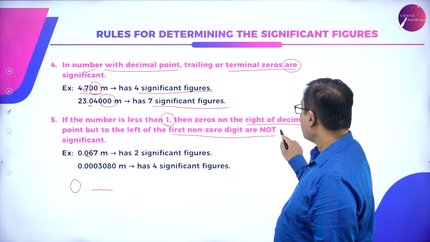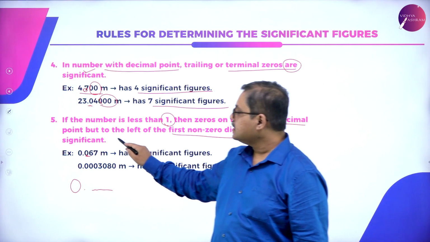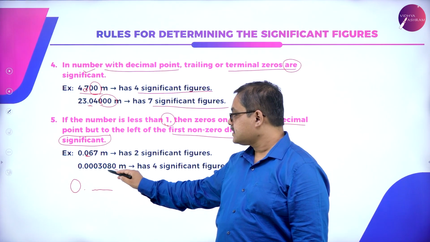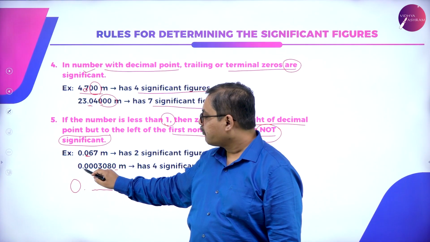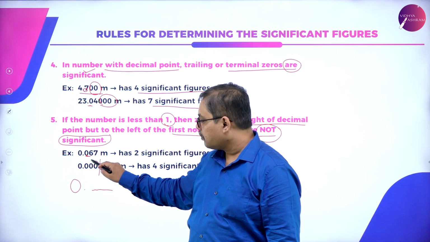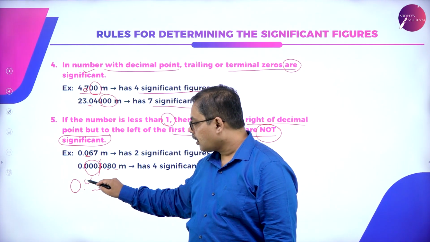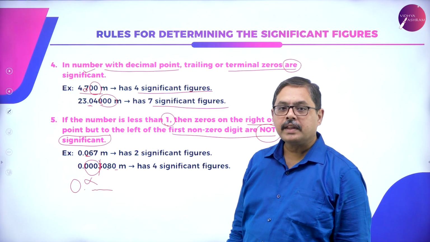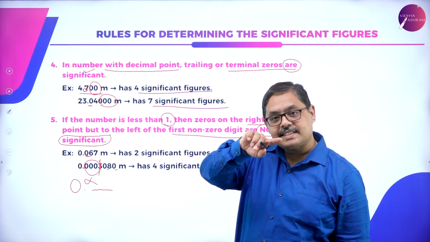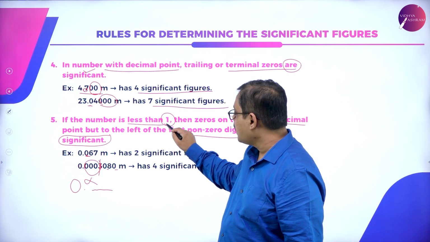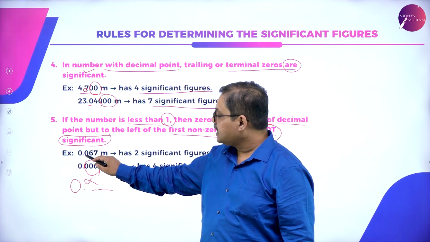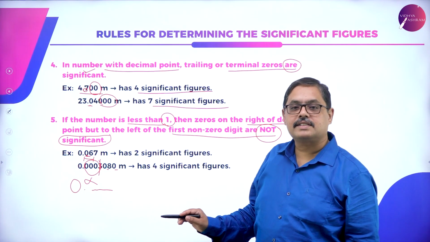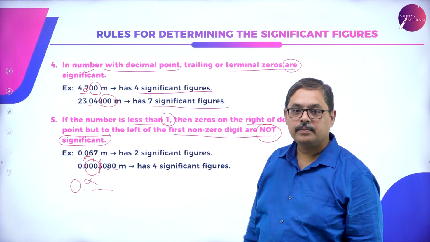these zeros are not significant. If the 0 is at the end, it is significant. But after the decimal point up to a non-zero number, these zeros are not significant. Is that point understandable? For a number which is less than 1, the zeros to the right side of the decimal point and up to a non-zero number, they are not significant.